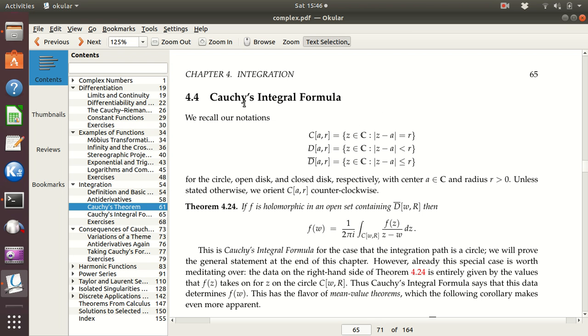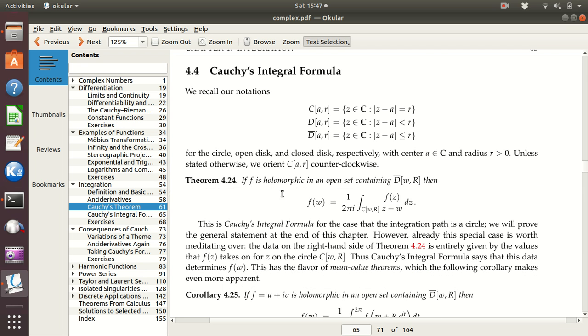Okay, so we're up to 4.4, Cauchy integral formula, and just remember here is a circle. There's an open disk centered at A, radius R, and then the closed disk, so the union of C and D here is D bar. And usually things are oriented going around counterclockwise when they talk about it.